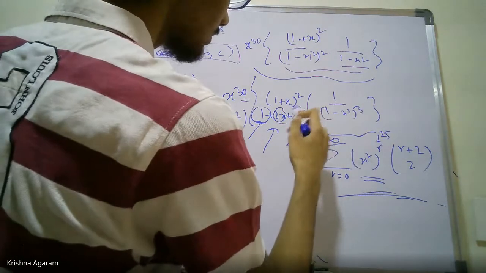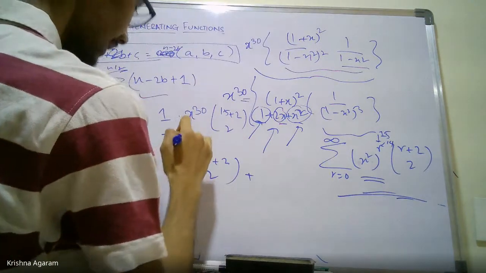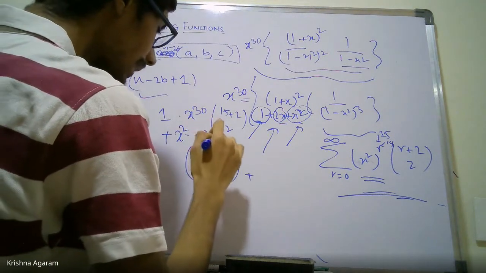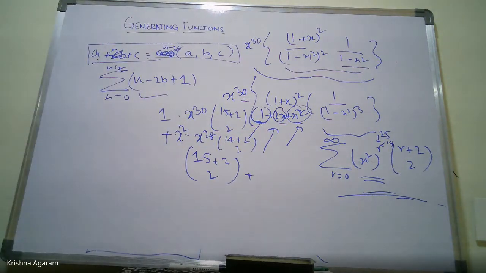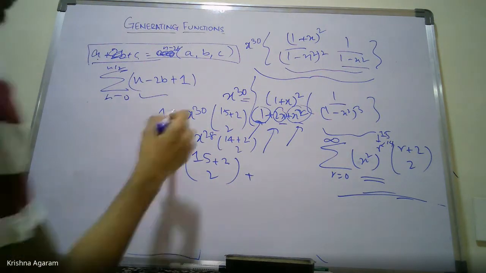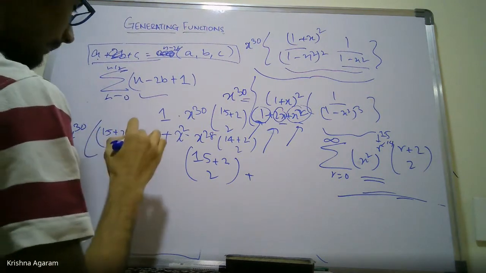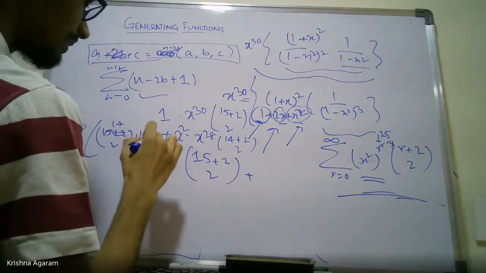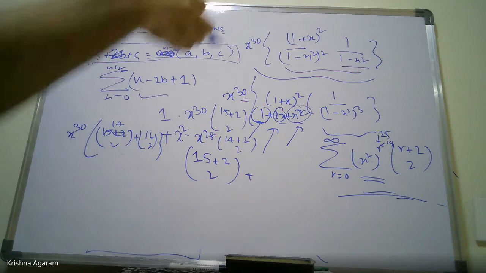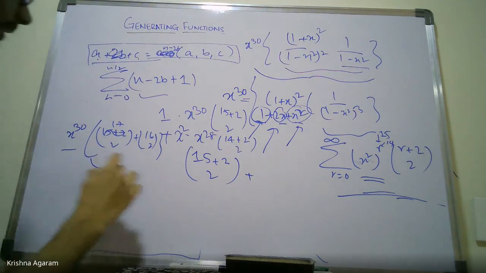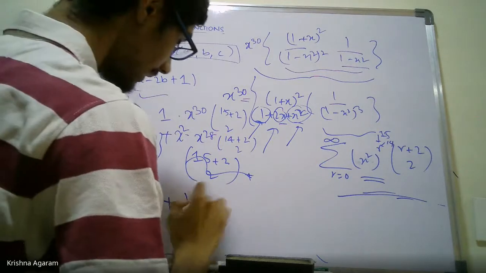Plus, if you choose this one, then x power 28, so r is 14, plus x squared into x power 28, 14 plus 2 choose 2. Okay? So basically this gives you x power 30 coefficient 15 plus 2 choose 2, or 17 choose 2, plus 16 choose 2. There is no other way you're going to get to x power 30. So in this whole expression, the coefficient of x power 30 is only this much, which is 16 choose 2 plus 17 choose 2. And that's your answer.